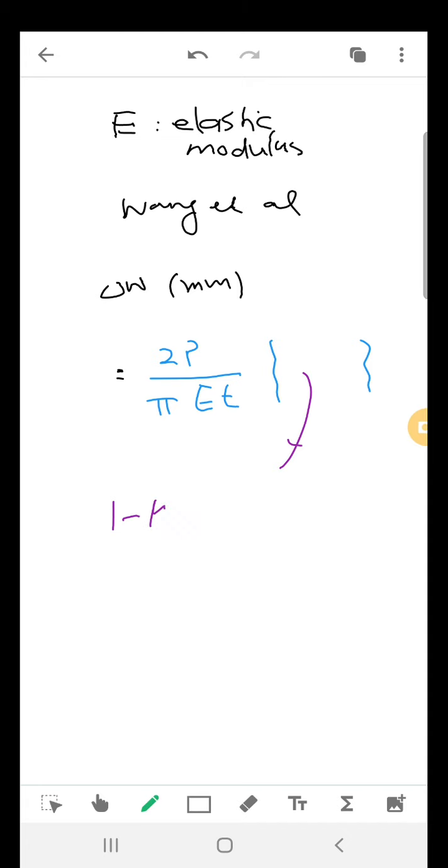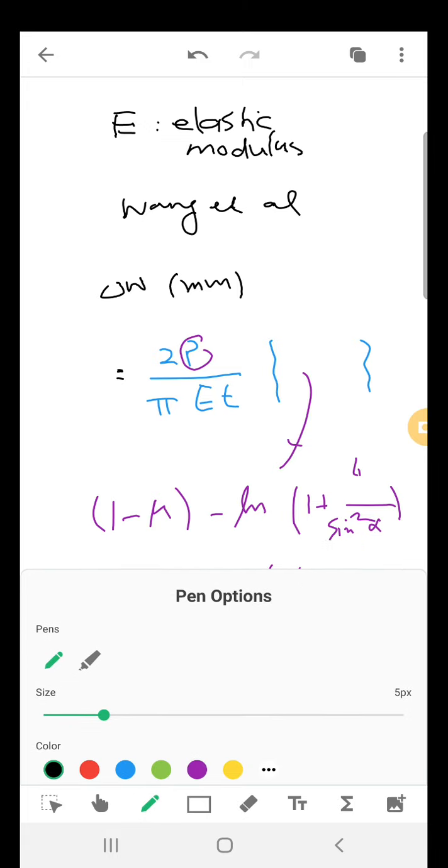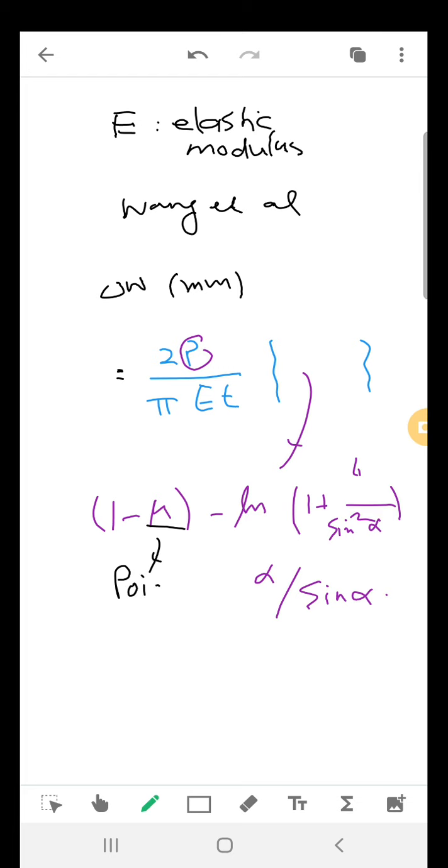root 2 (1 minus mu), where mu is the Poisson's ratio, minus natural log of 1 plus 4 by sin squared alpha, multiplied by alpha by sin alpha, where P, as we said, is the uniformly distributed applied force, and mu is the Poisson's ratio. So here we get the elastic modulus E.